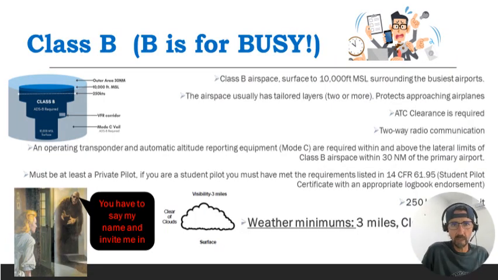Class B is busy airspace, right? We remember that by busy for B. Class B airspace is from the surface up to 10,000 feet, and that's usually in the center core. It surrounds the busiest airports.